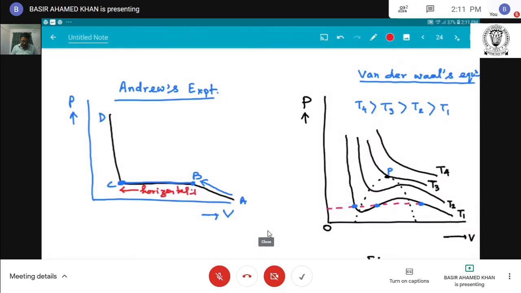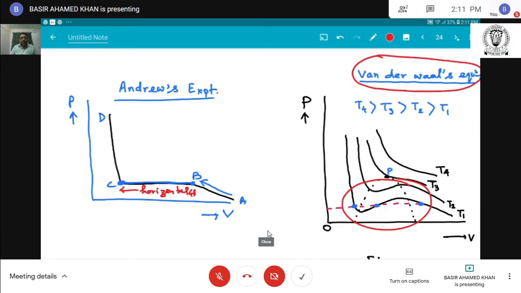But there is no horizontal portion in here, and that's why we get 3 values of V for a particular pressure. This is the van der Waals equation, but experimental results show that there will be a horizontal portion below the critical temperature.